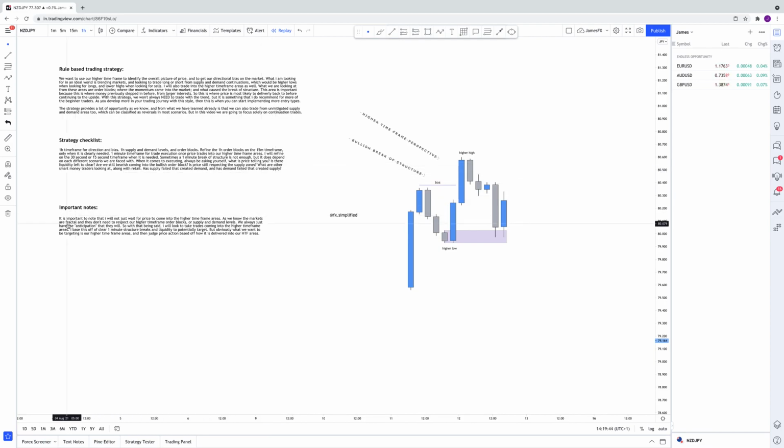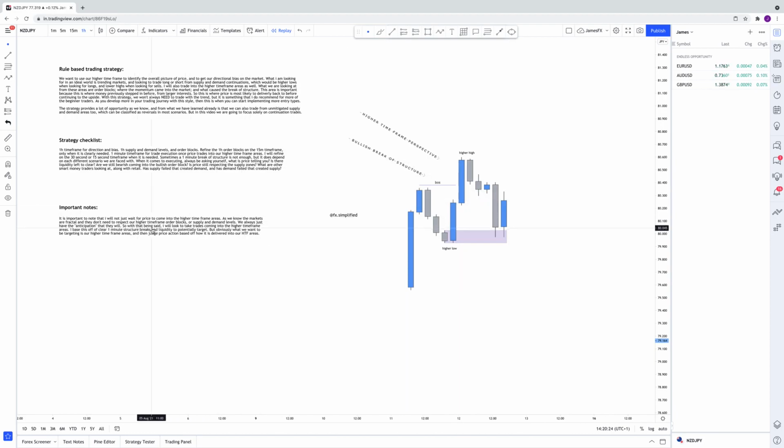So some important notes here. It's important to note that I will not just wait for price to come into a higher time frame area, as I've mentioned. As we know, the markets are fractal, and they don't need to respect our higher time frame order blocks or supply and demand levels. We always just have the anticipation that they will. From past data, we can clearly get an edge from these areas, because 7 to 8 times out of 10, they're going to respect them, push off, and continue. But it's not concrete. It doesn't need to happen.